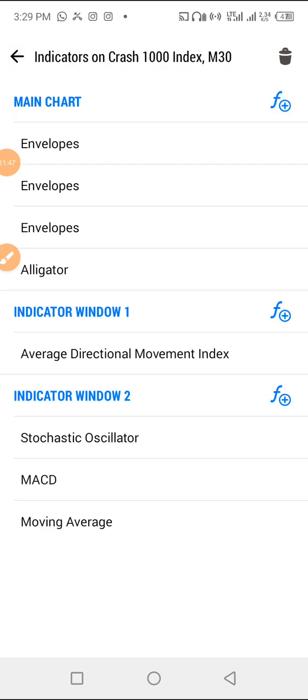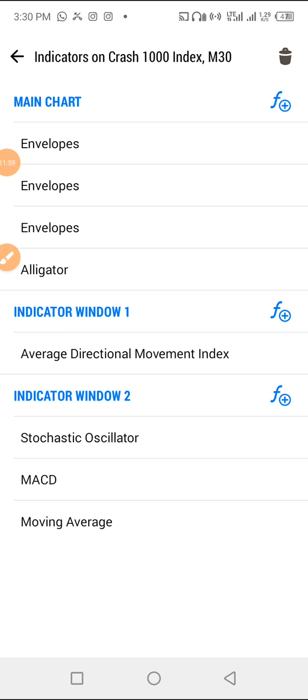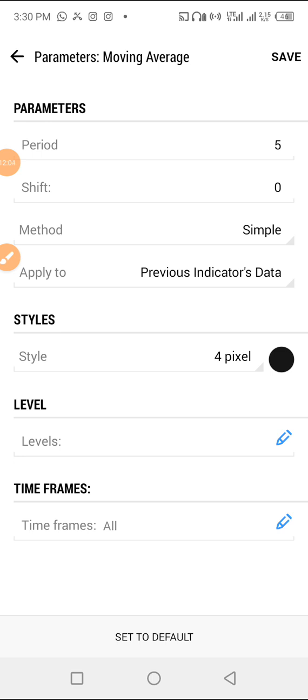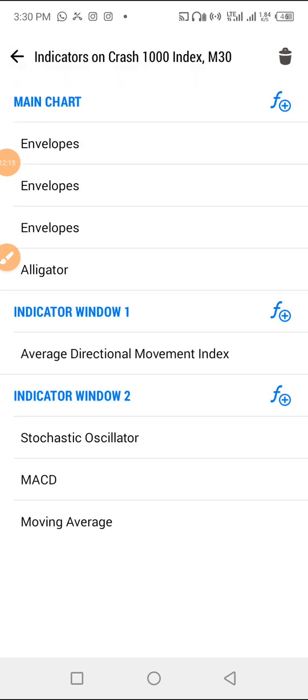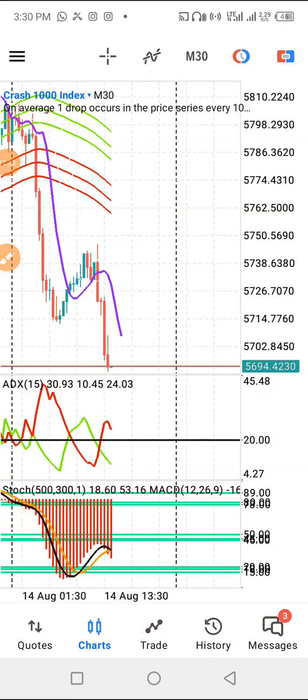So you add another indicator to this your window 1, which is the MACD. Leave it on default settings. Then you click save. Then lastly, you add the moving average: period 5, shift 0, method simple, apply to previous indicator data. Your style can be any color. Then you click on save. So when you are done, your chart will look exactly like this.